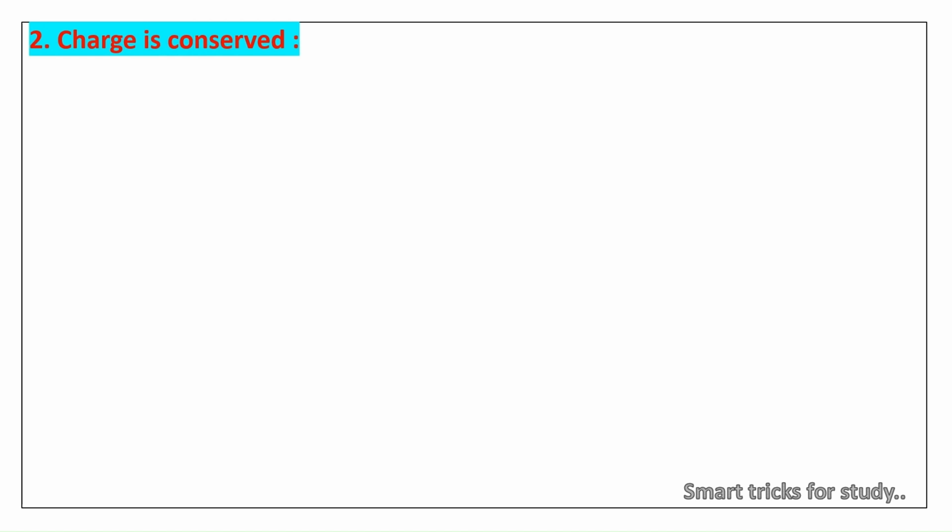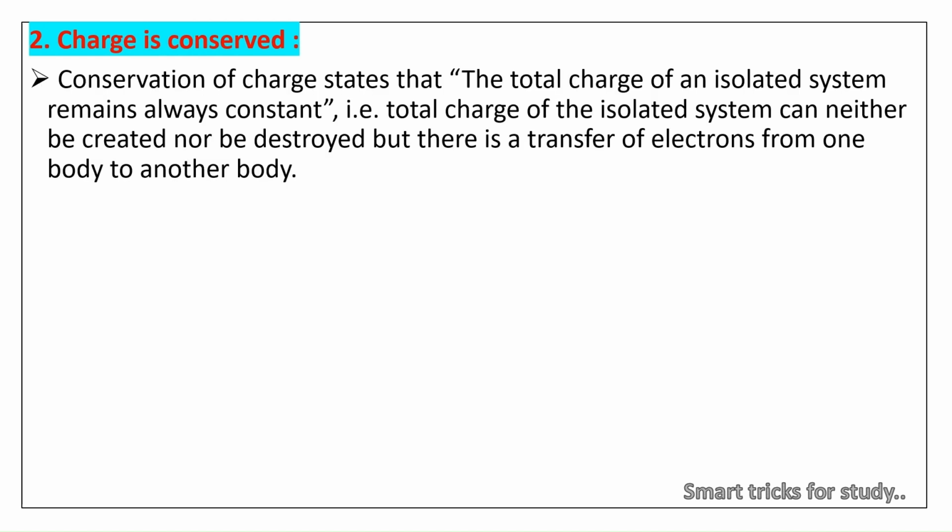2. Charge is conserved. Conservation of charge states that the total charge of an isolated system remains always constant, that is, total charge of an isolated system can neither be created nor be destroyed, but there is a transfer of electrons from one body to another body.